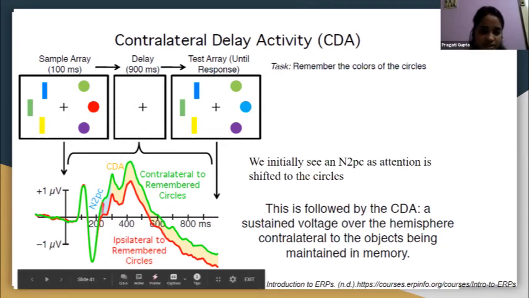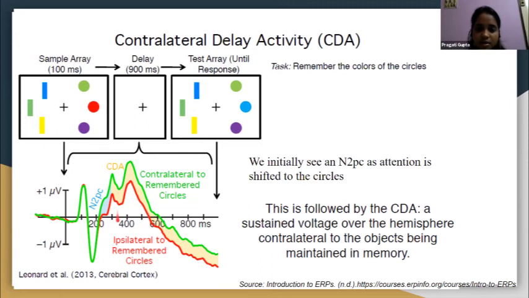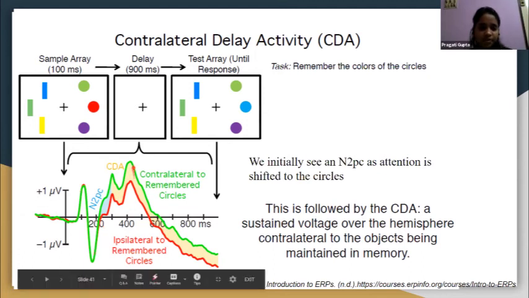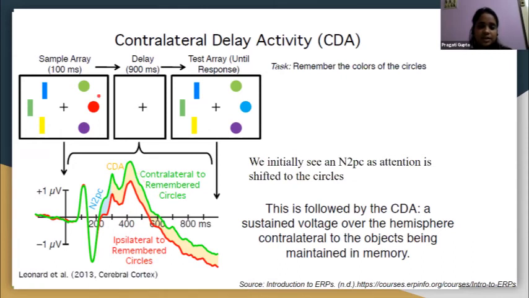But after N2PC, we see the contralateral delay activity, which is the sustained voltage over the hemisphere contralateral to the objects being maintained in memory. So if the object is being presented on the right side and held in memory, then the opposite, contralateral hemisphere will show activation in terms of negative voltage. And this CDA is observed after the presentation of the stimulus. But in N2PC, we see it when the stimulus is actually present.